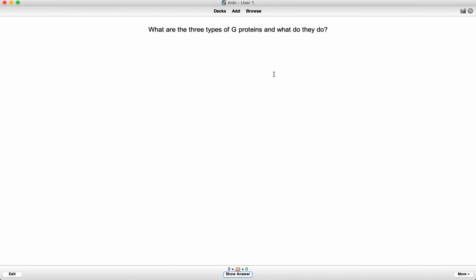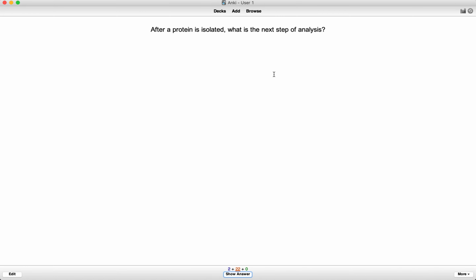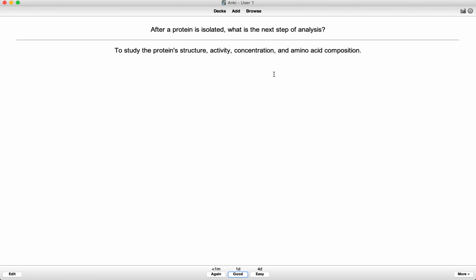We have Gi, Gs, Gq. Gi inhibits adenylyl cyclase, which decreases cAMP. Gs activates adenylyl cyclase, which increases the level of cAMP. Structure, concentration, activity.